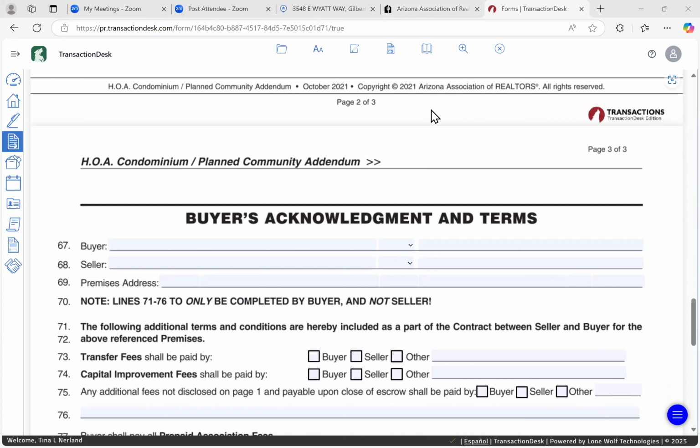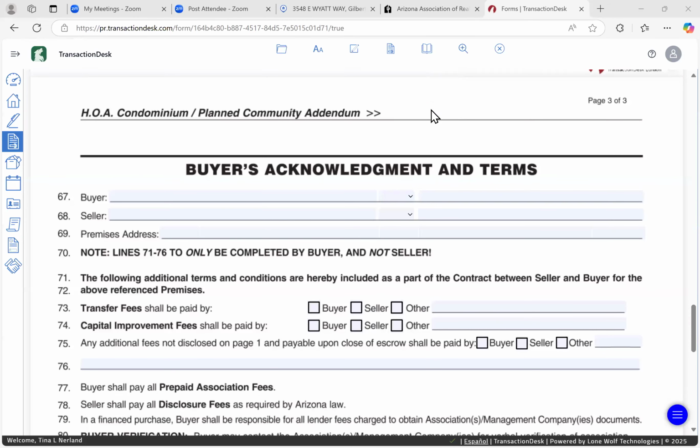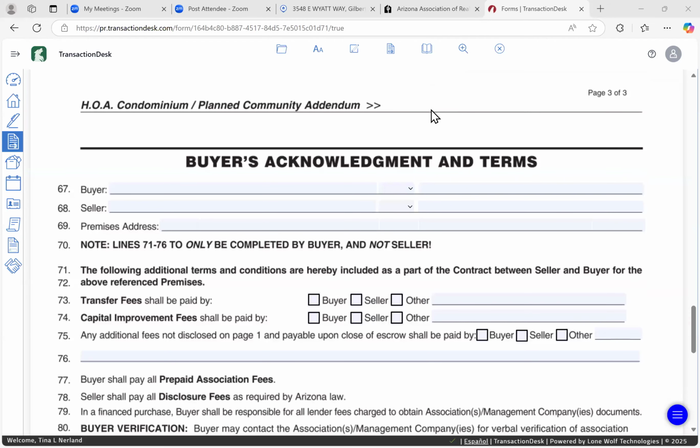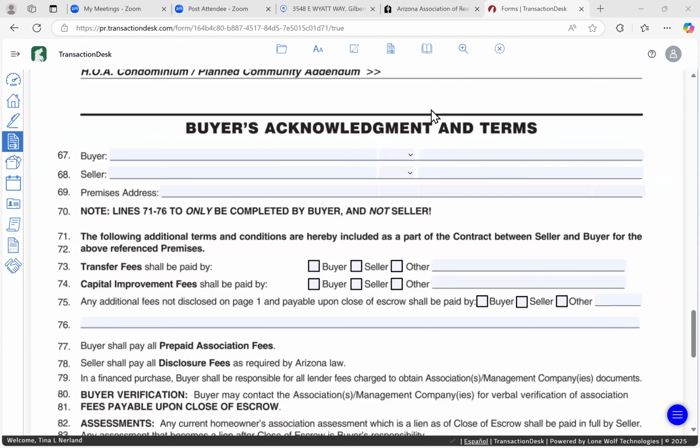Okay, so that was page 2. Page 2 is boring, but it does have a lot of information. Basically just what, by law, has to be given to the buyer. So when you're typing the offer for your buyer, page 3 is what you would fill out.